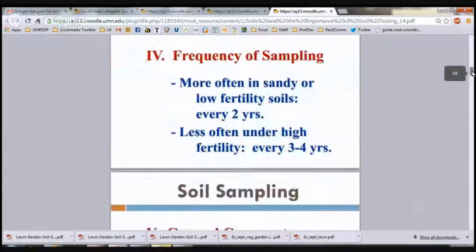How often do you take samples? Pretty much whenever you want to, right? If you're paying for it. I would just keep in mind that if you're going to compare samples from year to year, like if you're trying to see if a fertility management plan is working for you or not, you'll want to sample the same time each year if you're going to make some comparisons. So if you always sample in spring, then sample the next time in spring as well. You're just going to do it more often if you're trying to adjust your fertility management plans.